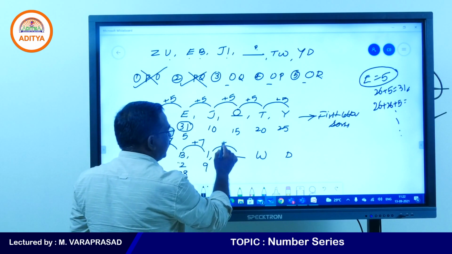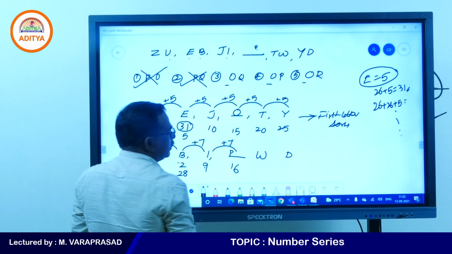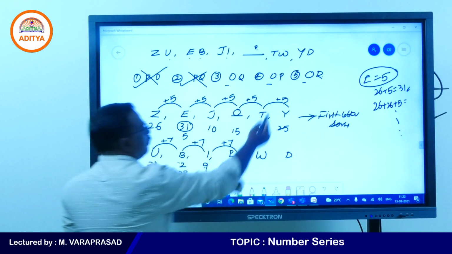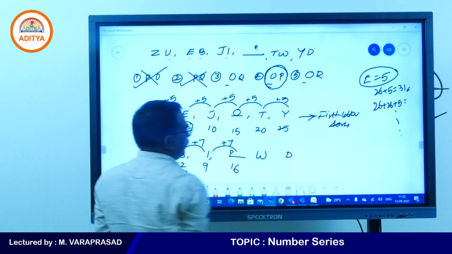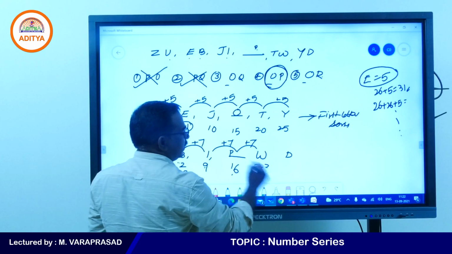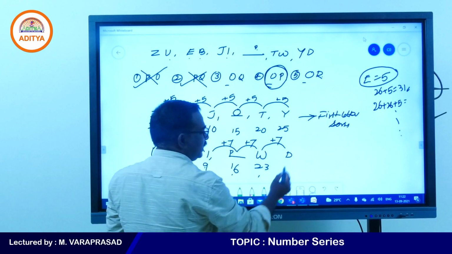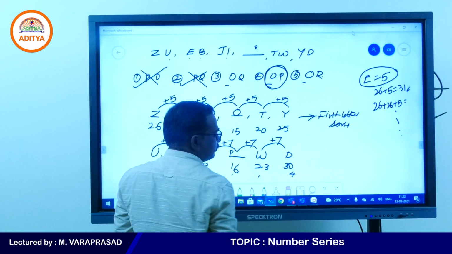Next one is plus 7. So 9 plus 7, 16th letter means P. So the answer starts from OP, answer is OP. So plus 7, 16 plus 7, 23. Yes, plus 7, 23 plus 7, 30th letter or 4th letter.